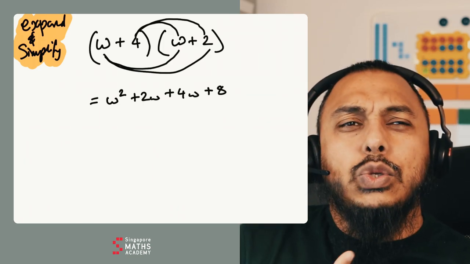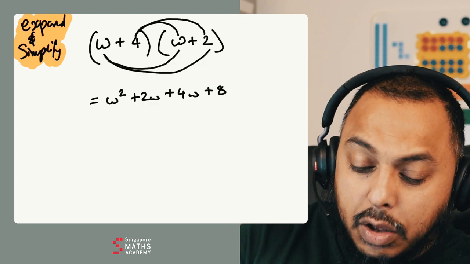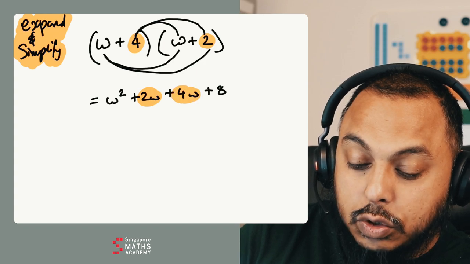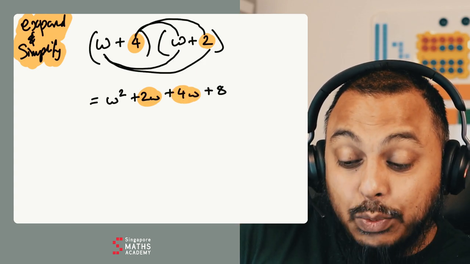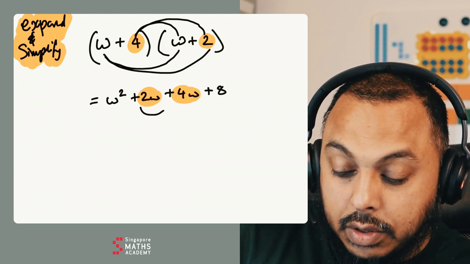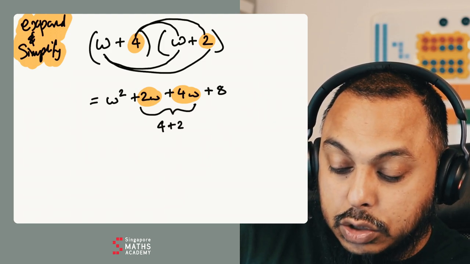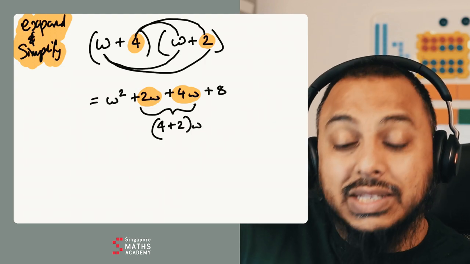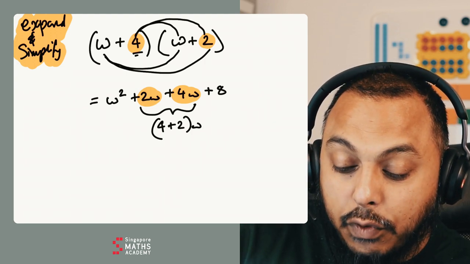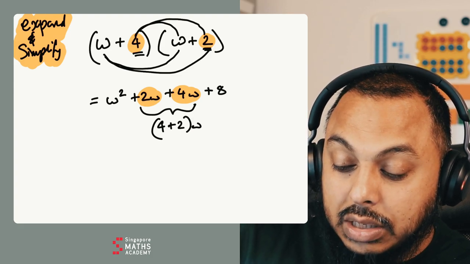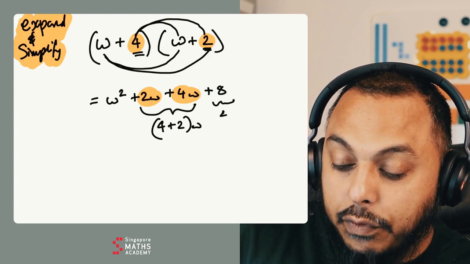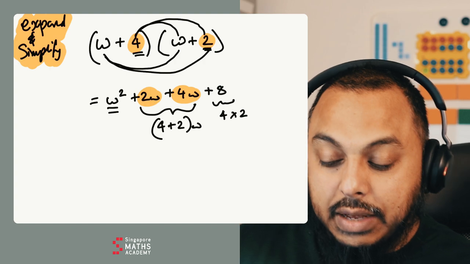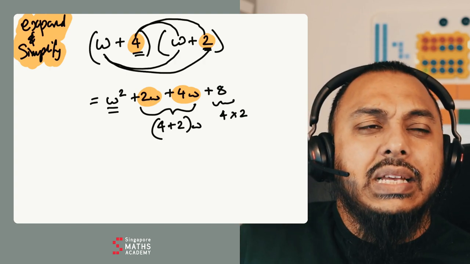So what we're doing here is we're having 4 plus 2, which is 6. We're having 6 lots of w's here, right? This is 4w plus 2w. 4 plus 2 is going to be 6, so we've got 6w there. And 4 times 2 gives me this. This is 4 times 2, which is 8. And then we've got the w squared there. So this is when we expand.